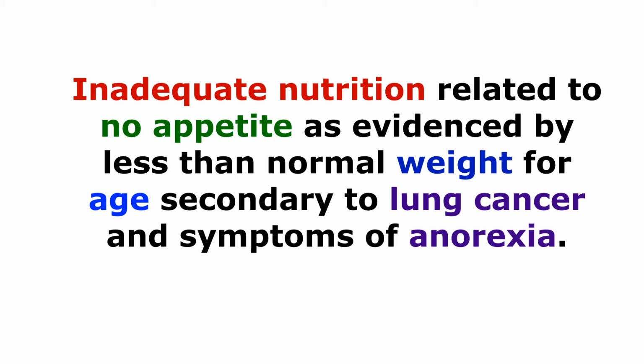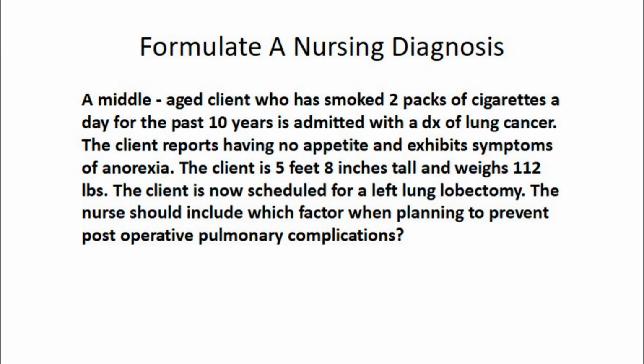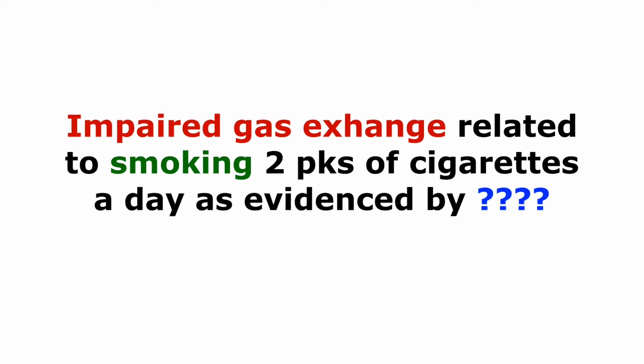Now, why couldn't we use impaired gas exchange? Because there was not all three of these components in our diagnosis of impaired gas exchange. Let's look at that nursing diagnosis. So in this one we have impaired gas exchange, that's the problem, related to smoking 2 packs of cigarettes a day, that is the cause, but there's no evidence. She's not having shortness of breath. There's nothing to support this problem in the question.